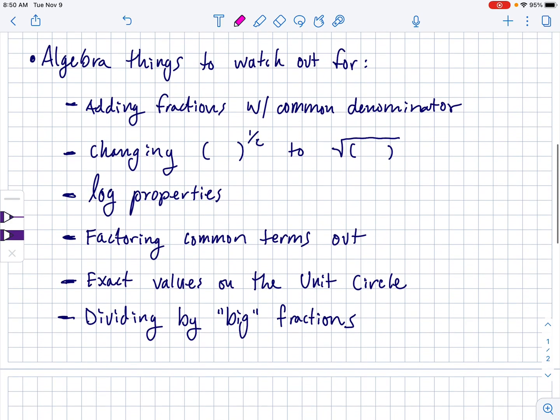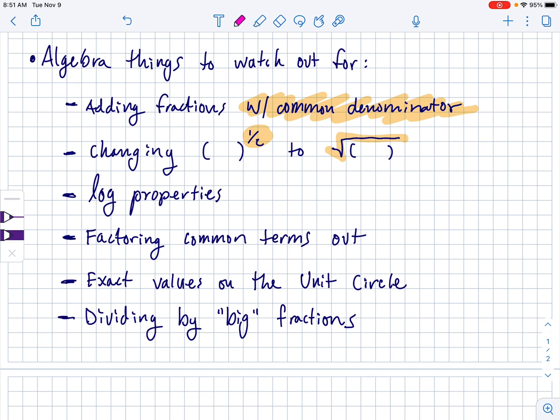One thing that's been tripping people up is just the algebra involved with all this stuff. Some things to watch out for. Adding fractions together. So sometimes one thing will be a fraction and the other's not, and you need to put it over 1 and then force it to have a common denominator. A lot of times we'll be switching back and forth between something to the 1/2 power and changing that to a square root, so know how to go back and forth between those.